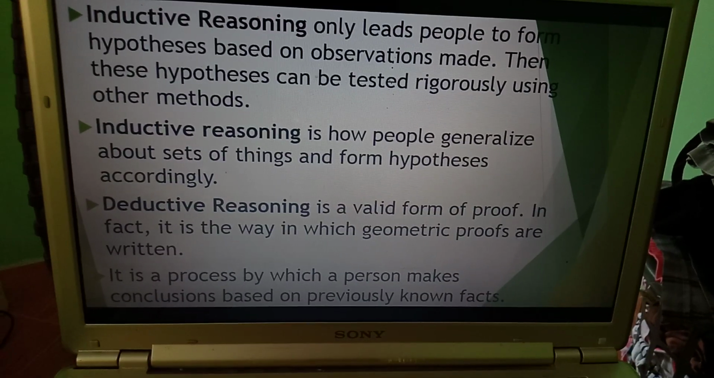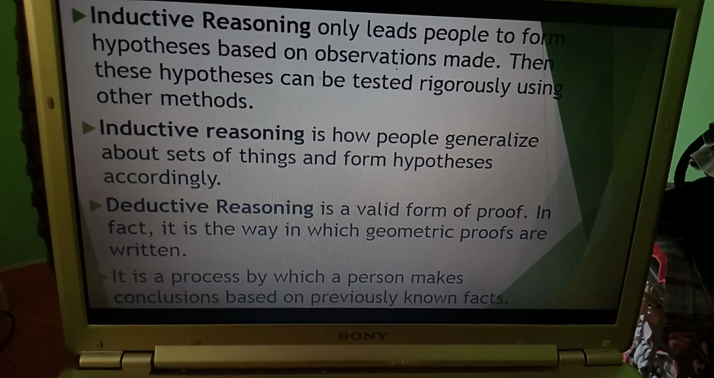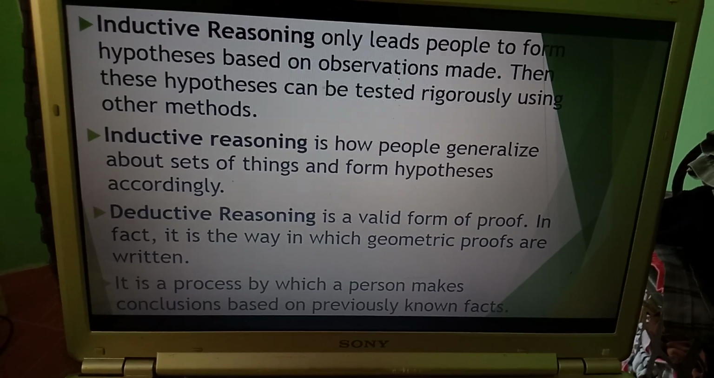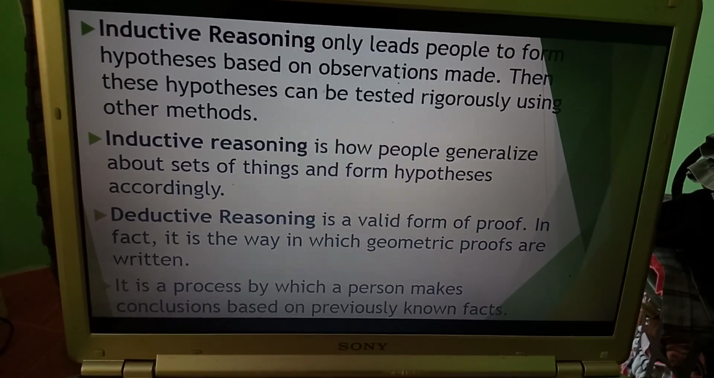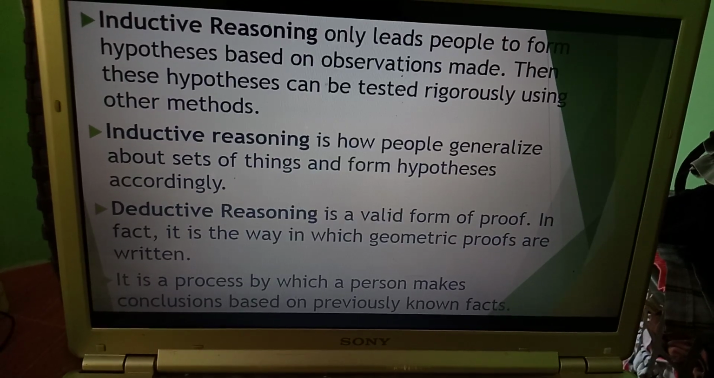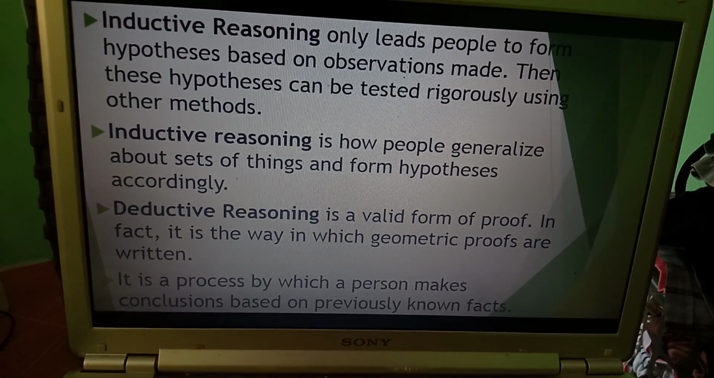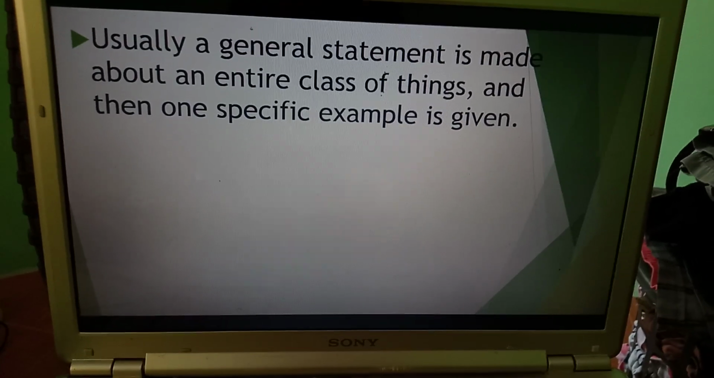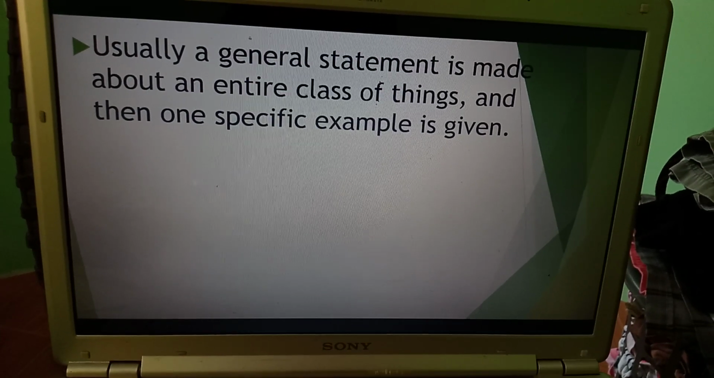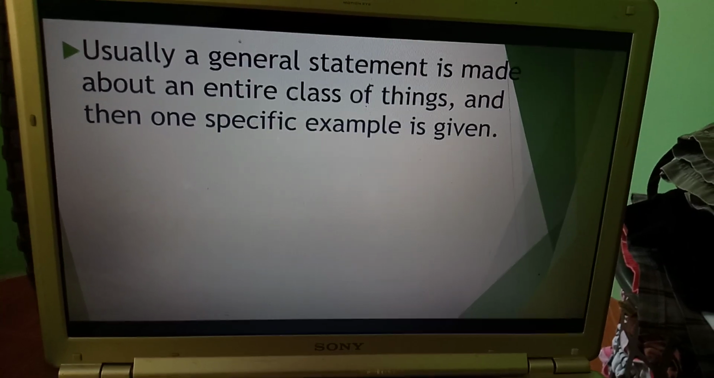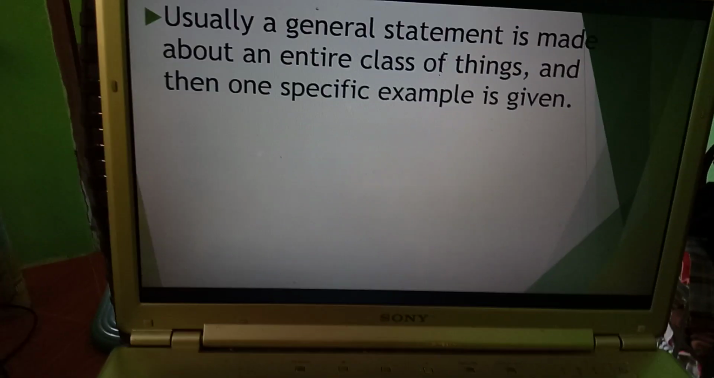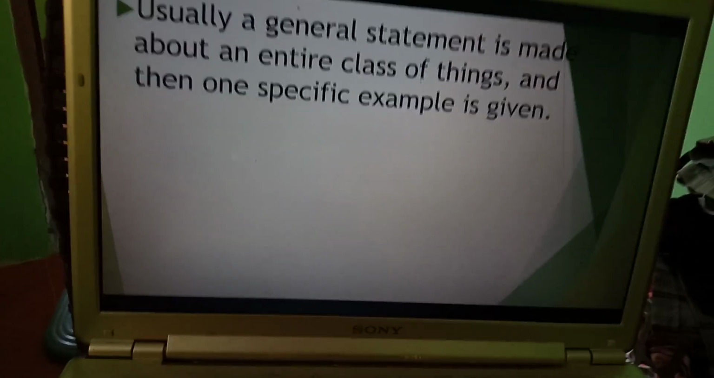So, using deductive reasoning is making sure that there are known facts before they will give conclusions. They will base the conclusions on known facts. Given facts. Usually, a general statement is made about an entire class of things and then one specific example. So, magbibigay muna ng general statement bago magbigay ng example.